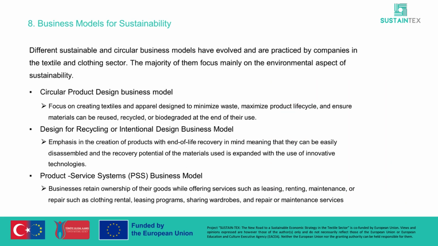Business models for sustainability. Different sustainable and circular business models have evolved and are practiced by companies in the textile and clothing sector. The majority of them focus mainly on the environmental aspect of sustainability. Circular product design business model. This model focuses on creating textiles and apparel designed to minimize waste, maximize product life cycle, and ensure materials can be reused, recycled, or biodegraded at the end of their use.